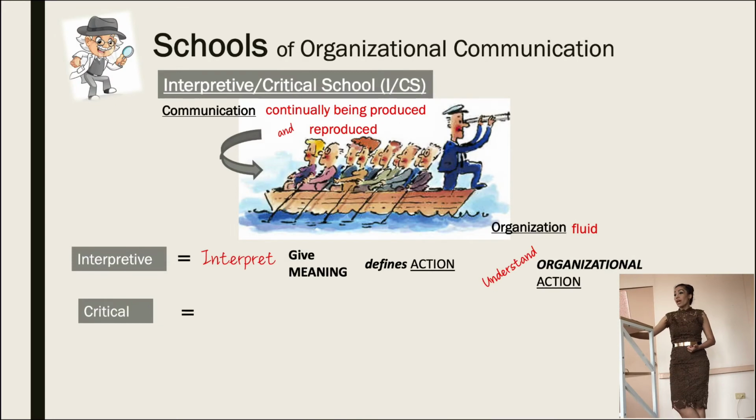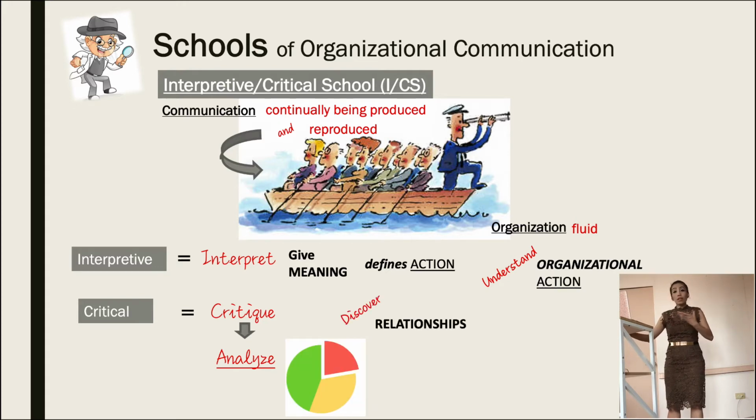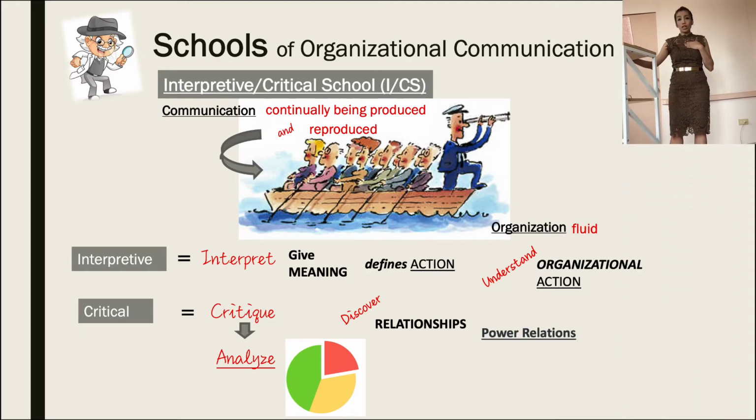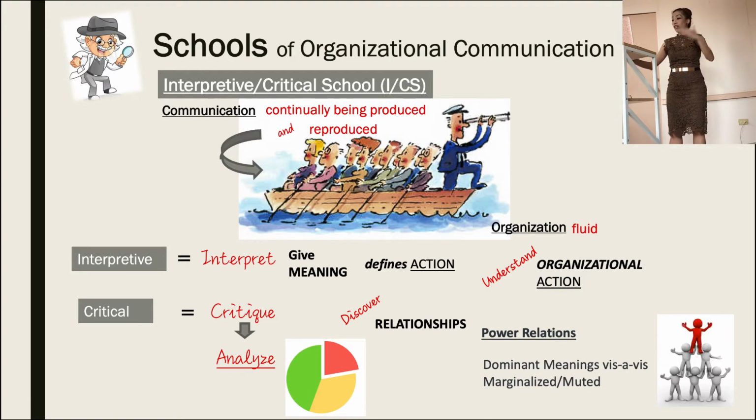Okay, let's move on. Now, for the critical school, we have the word critique. What is it that you do in order to critique properly? You analyze, and when you analyze, you break down an entire bit into its elements or its parts, and accordingly, you would now discover the relationships between the parts or the elements. And in an organization, we have the so-called power relations. But since we're talking about meanings for the interpretive and critical school, we talk about the dominant versus the marginalized meanings. All right.